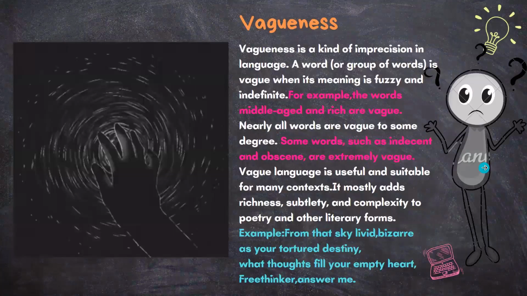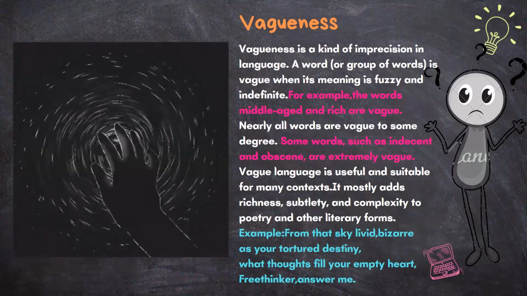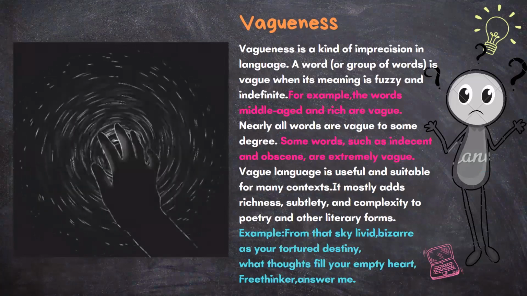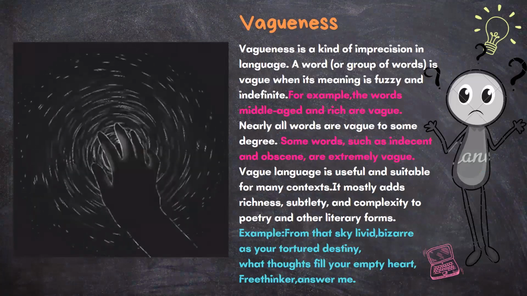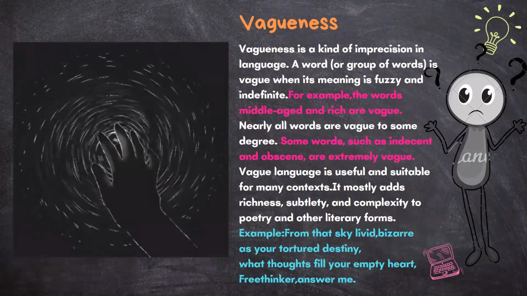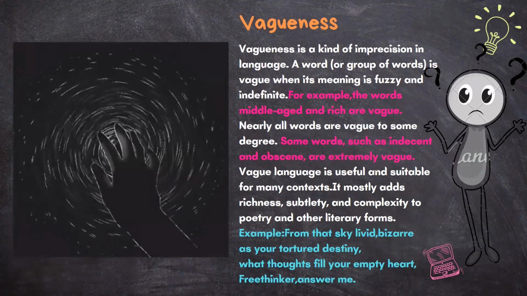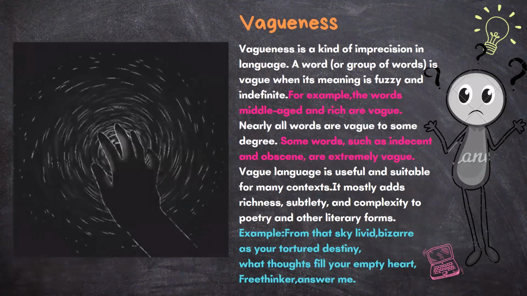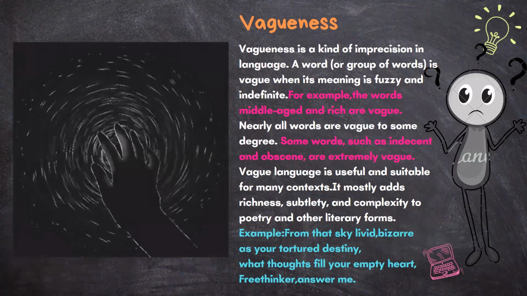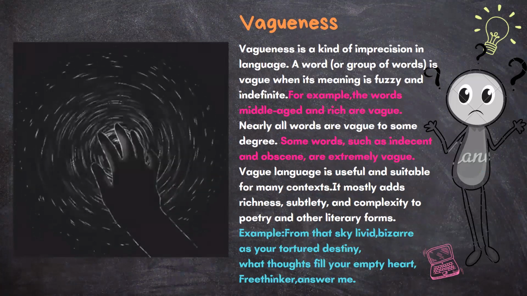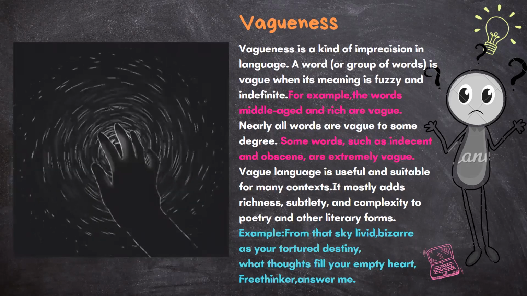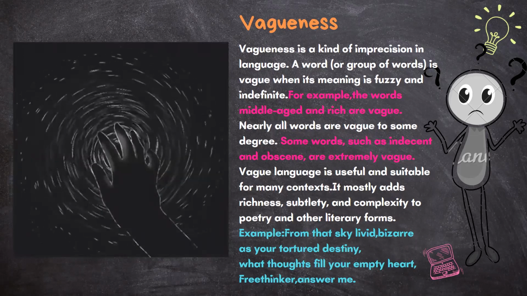And the first one is vagueness. Vagueness is a kind of imprecision in language. A word or a group of words is vague when its meaning is fuzzy and indefinite. For example, the words middle age and rich are vague. We analyze middle age, and there is an example. Everyone would agree that President Obama is middle age, and everyone would also agree that Lohan and former President Carter are not middle age. But what about Steffi Graf or Mick Jagger?